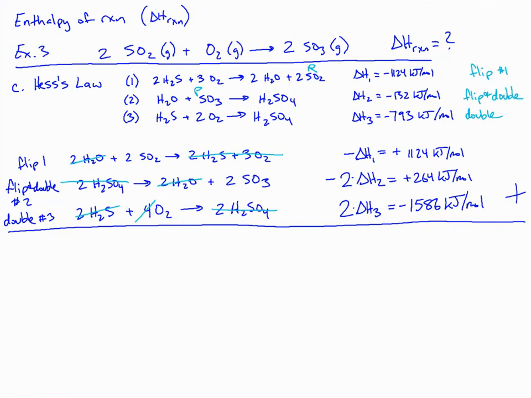Now I can put these together. My reaction is 2SO2 plus, we have 1 oxygen gas, that's good, yielding 2SO3. So the reaction matches. And so what we're going to do for this is add these 3 numbers. So when we find the delta H of the reaction, we add these 3 together and find it as negative 198 kilojoules per mole.